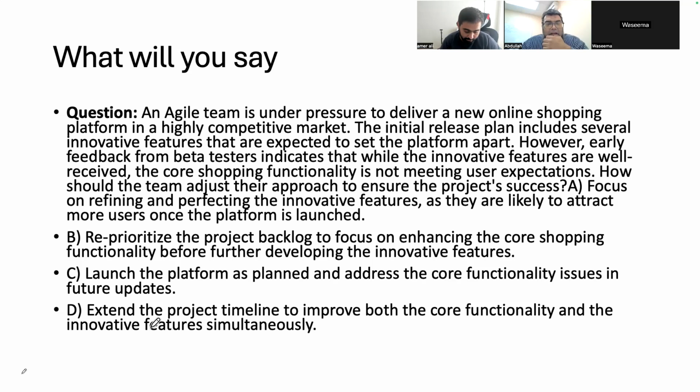However, early feedback from beta testers indicates that while the innovative features are well received, the core shopping functionality is not meeting user expectations. How should the team adjust their approach to ensure the project's success? A, focus on refining and perfecting the innovative features as they are likely to attract more users once the platform is launched. B, reprioritize the project backlog to focus on enhancing the core shopping functionality before further developing the innovative features. C, launch the platform as planned and address the core functionalities using feature updates. D, extend the project timeline to improve both the core functionality and innovative features simultaneously.